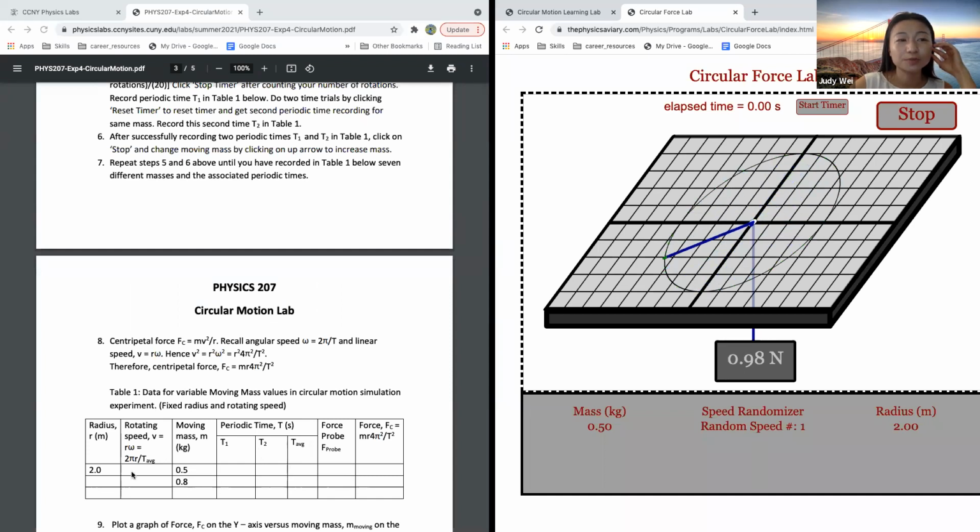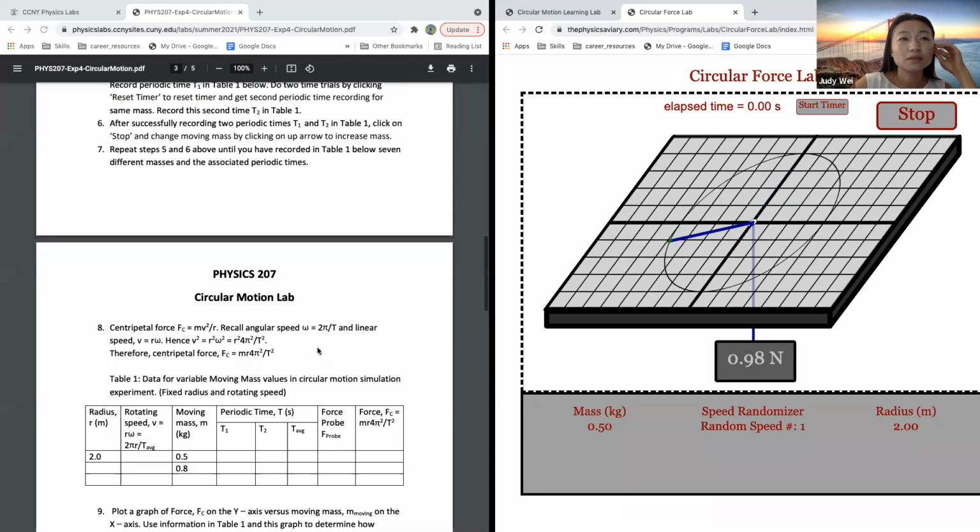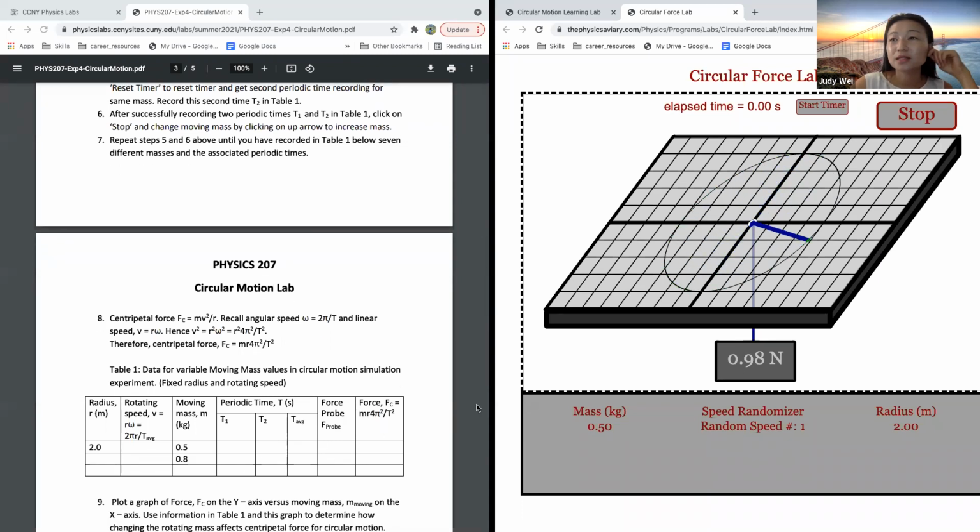what we can do is calculate the rotating speed. Rotating speed is calculated by 2 pi r over T average. So 2 pi r, r is the radius, and T average you can get from here. And this is the speed. And the force probe, you can record the data here. And then you can calculate another one, the centripetal force.